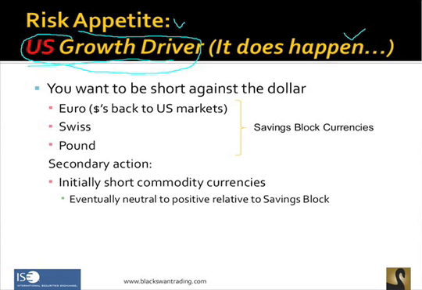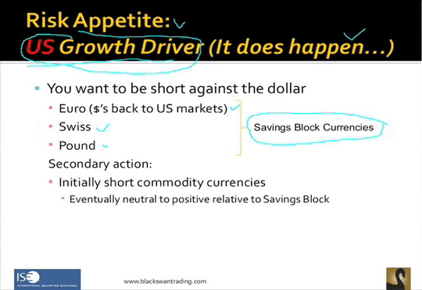You want to be short against, I think the major basket you want to be short against is what I refer to as the savings block currencies, or you could say the euro block currencies. Those are the ones that I think you're going to see as money fades, because major portfolio flows will come back out of this area and into the U.S. in a bigger way.